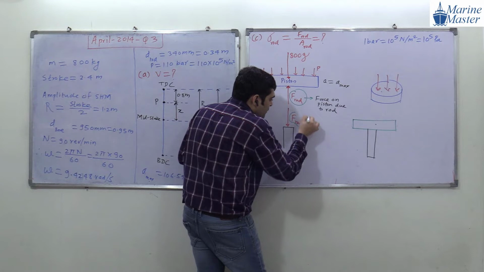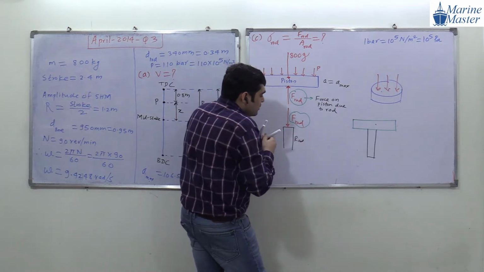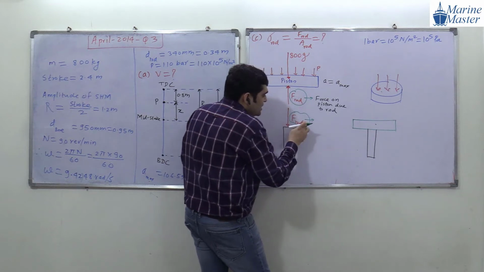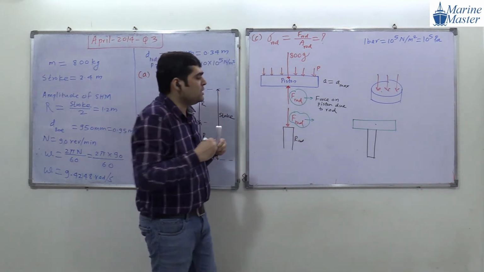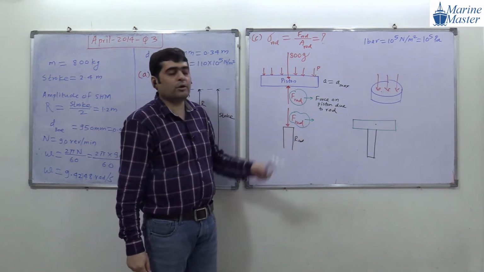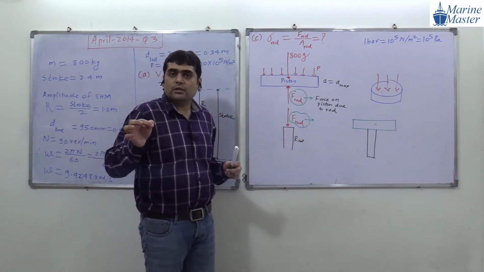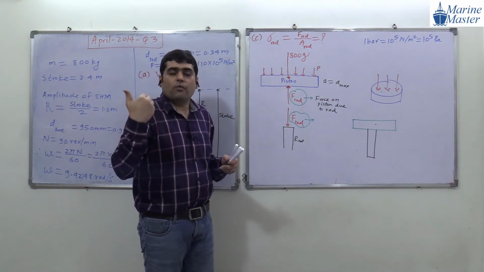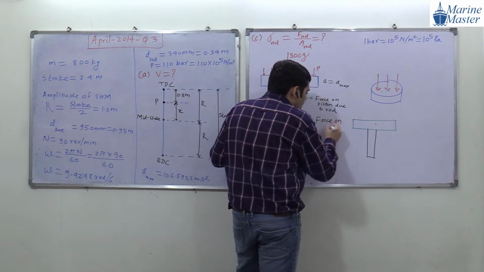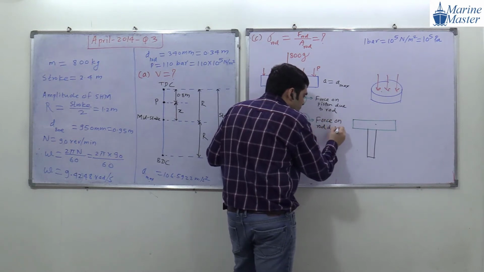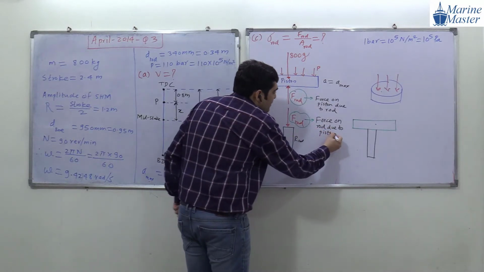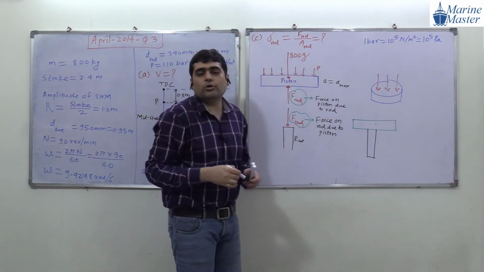So what will be the meaning of this F rod, guys? It means force on rod. Force on rod due to what, everyone? Due to piston. Okay. And if we need the value of sigma rod, we have to find out the stress in the rod.